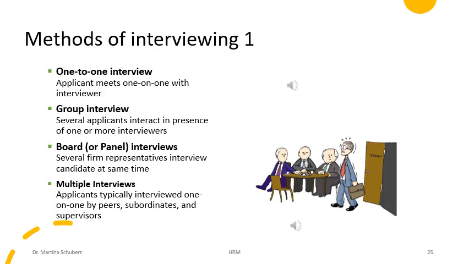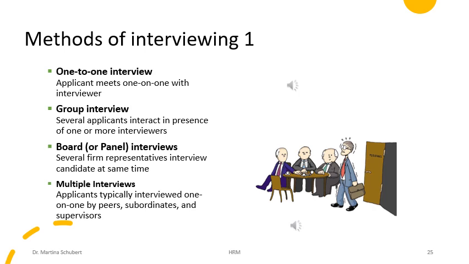Research on interview as a method of selection indicates that panel interviews are the best approach in terms of the validity of decisions made, but least popular with candidates. In a typical employment interview, the applicant meets one-on-one with an interviewer. Meeting alone with the interviewer is often less threatening and provides a better opportunity for an effective exchange of information.